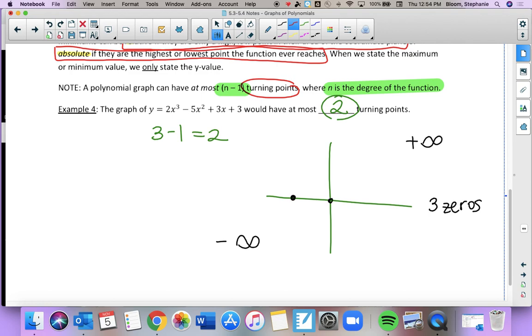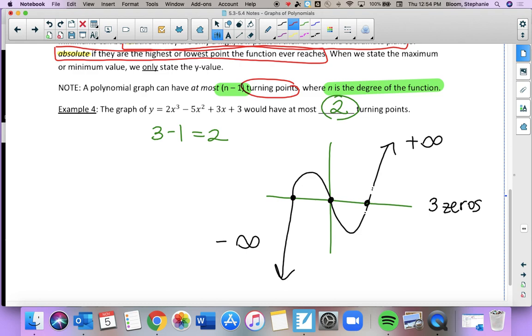So let's just pretend. And you're going to see how this works. So I have to be up here in positive infinity to the very right. Then I'm going to drop. I'm going to cross. I have to finish in negative infinity. Did that turn 2 times? It did. Okay?